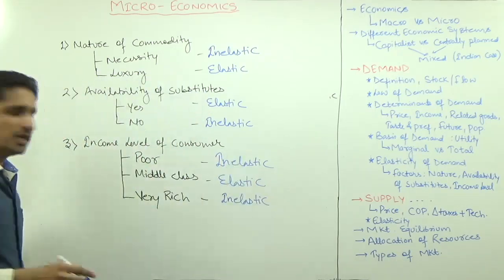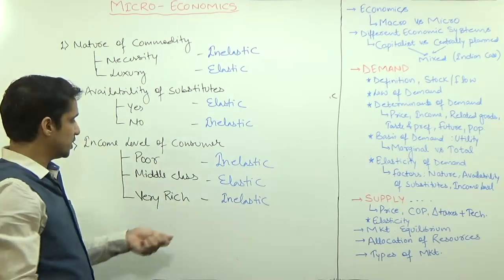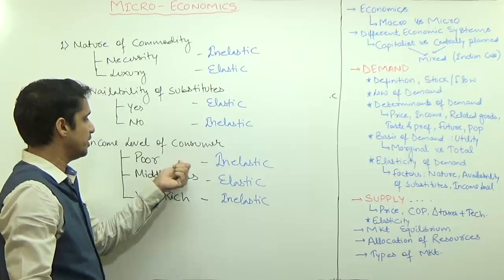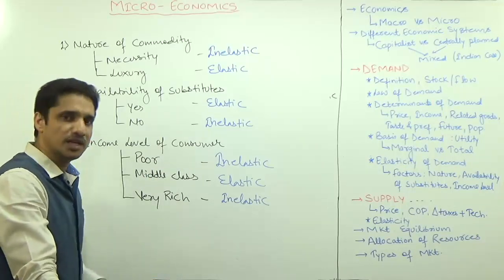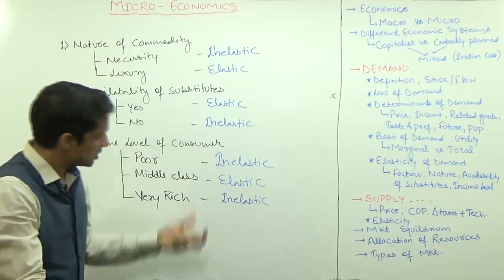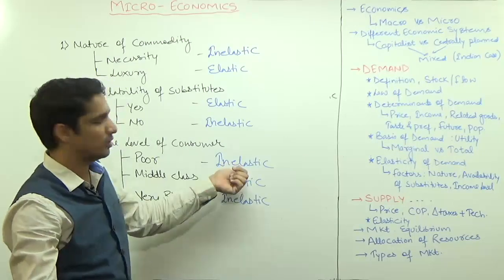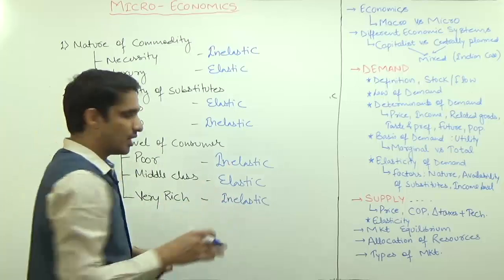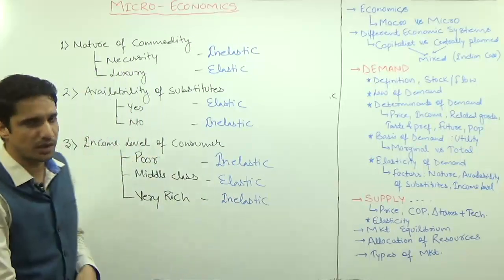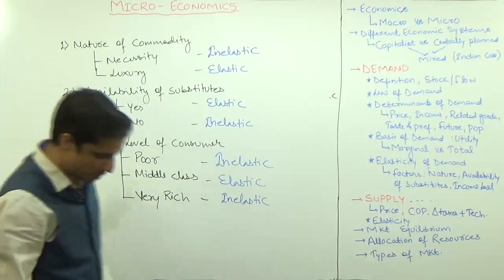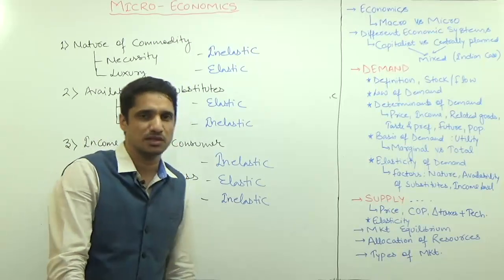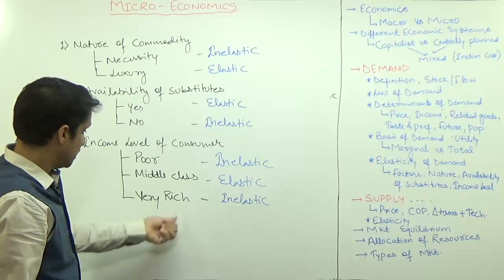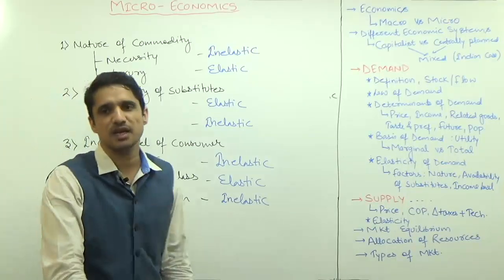Why is it inelastic in case of poor? Because the poor don't have extra money. What they are consuming is the basic needs. What they are consuming, the majority is food. So they cannot decrease the quantity or the demand of food because it is a basic necessity. So because of the consumption basket of the poor, what the poor consume, that demand is inelastic only. In case of middle class, it is elastic. We can shift. In case of very rich, again it is inelastic.